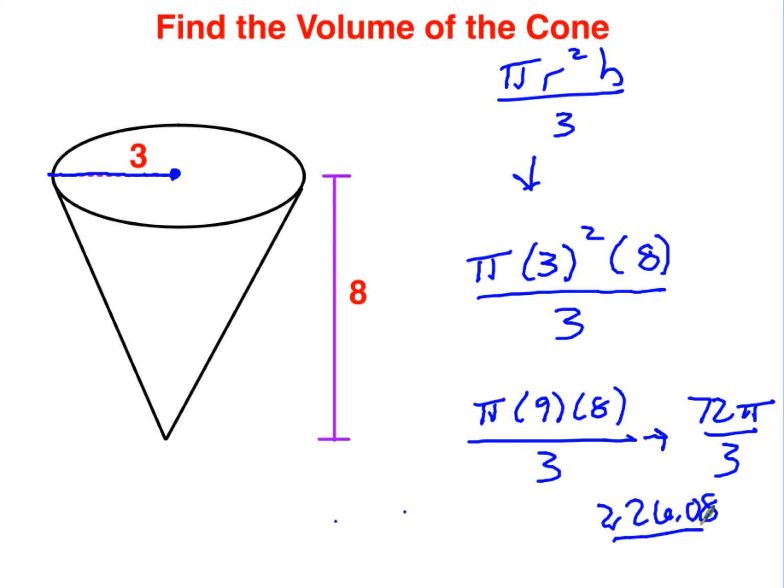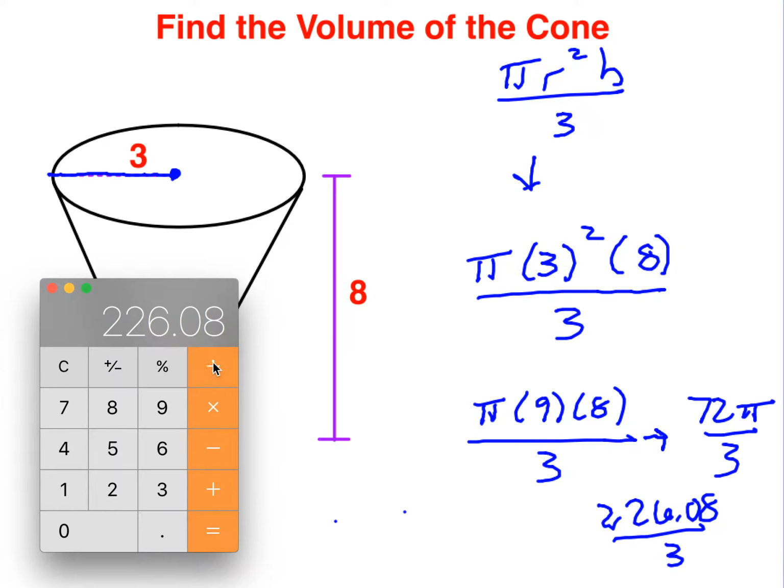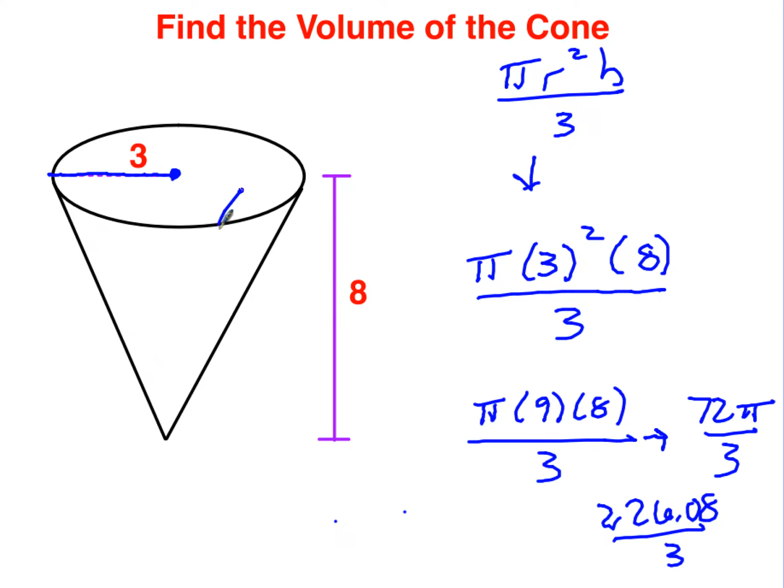So I have 226.08, and I still have to divide that by 3. So I can go back to my calculator, and the cool thing is because that's already in there, I can just hit divided by 3, and that's going to give me my final volume of 75.36. So 75.36. And I'm done.